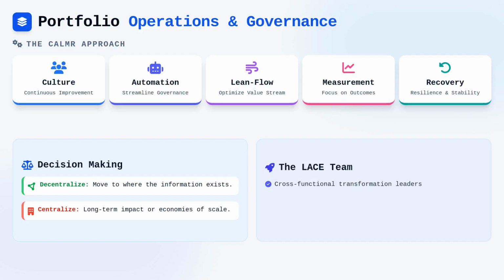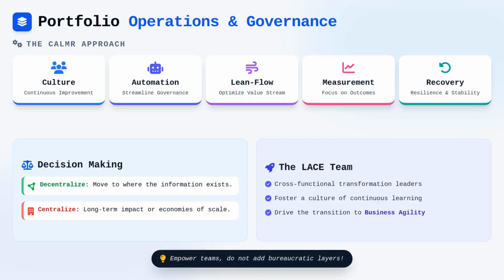The Lean Agile Center of Excellence, or LACE, functions as a cross-functional team responsible for leading the transformation within the organization. Their mission is to foster a culture of learning and ensure that everyone within the portfolio understands the transition toward business agility. Use your common sense when answering questions about these structures. They exist to empower teams, not to add bureaucratic layers.